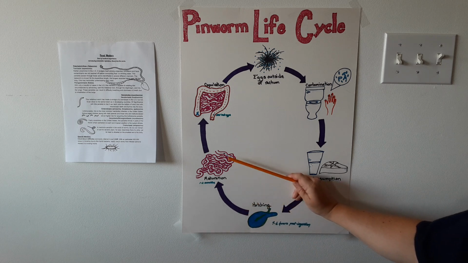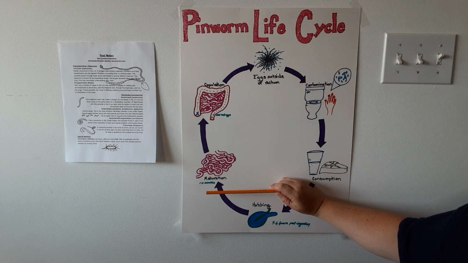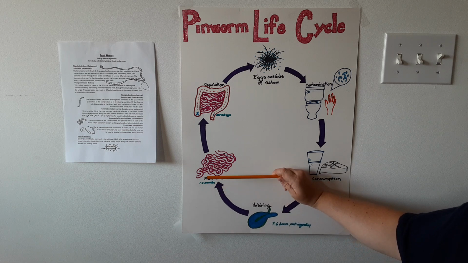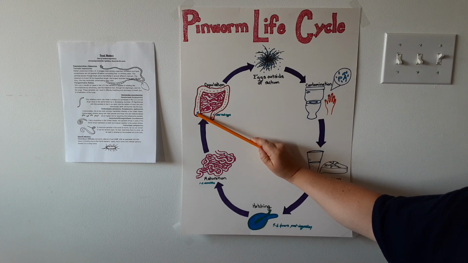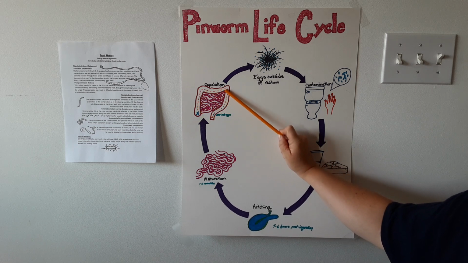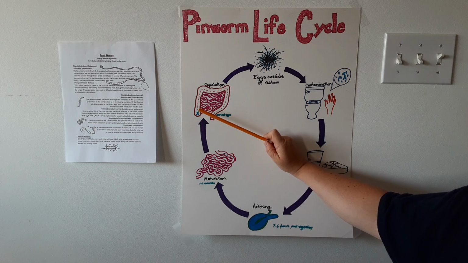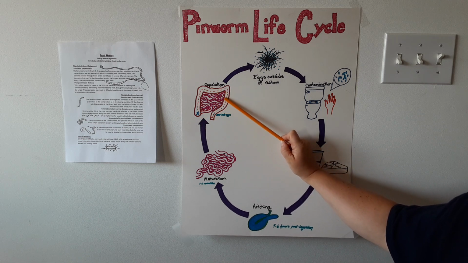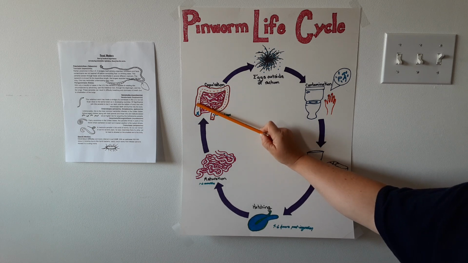Once they hatch, they go down into the small intestine where they mature, and that takes about 1 to 2 months. After they mature, they drop down into the cecum, and that's where they mate. The male then dies and comes out with the stool, and then one night the female will come out, travel all the way to the anus and lay her eggs. And then she'll travel back, and then she'll die.